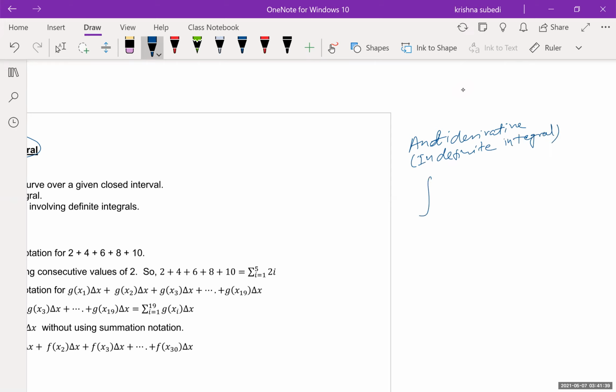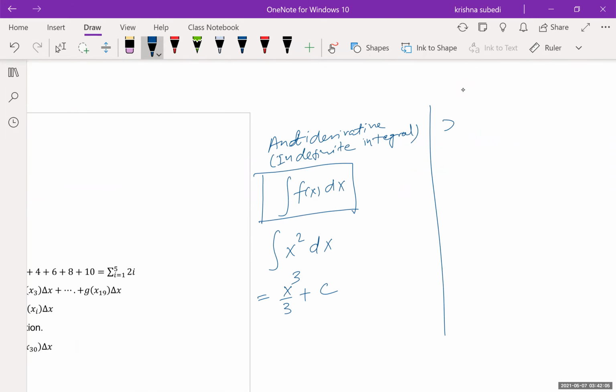So something like we are given a function f of x dx. That's what we did, right? These kinds of functions we found. For example, if we are given x squared dx, then how we solve is that it is x cubed divided by 3 plus c, right? Using the power rule. That's what we did.